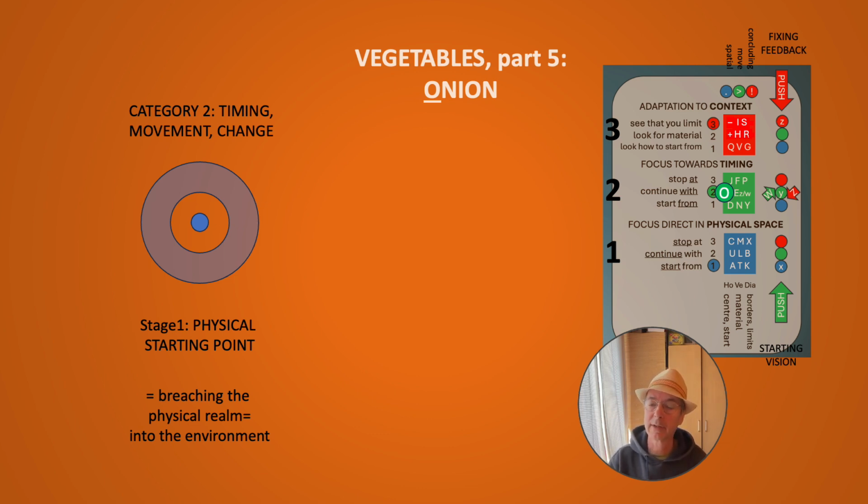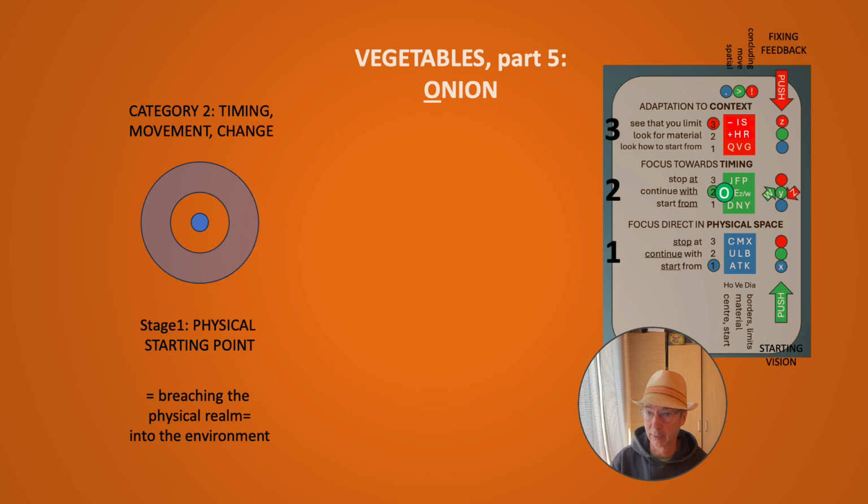I will give you a bit more context. So where is it in the system? I will read out the system and where it is and how you have to read it and how you have to associate it, with a bit more explanation than in other videos. So the 3 categories, in which category do we find it? In the second category. So this is the category of timing, of movement, of change. That's the context in which it will be involved.